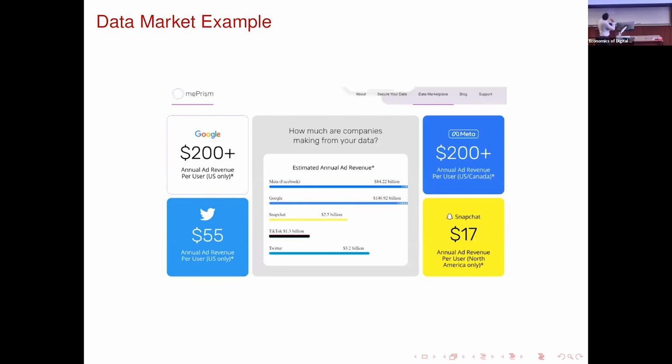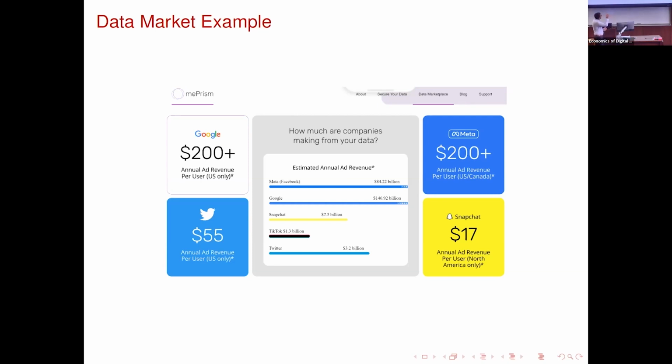So this is an example of one of these data marketplaces. It's called Neprism. They're trying to create a two-sided marketplace where people link their data with this marketplace, in exchange for third parties buying data from them, and they get compensated for it. And one of the ways they're trying to attract their user base is by educating people about how much money these big tech platforms are making from your data, and recruiting them by showing that message.